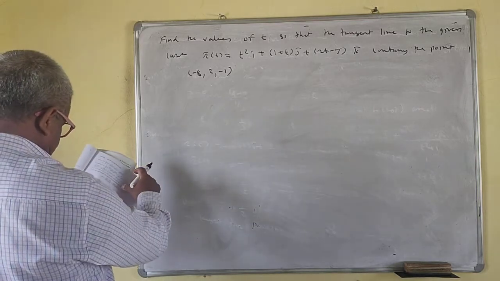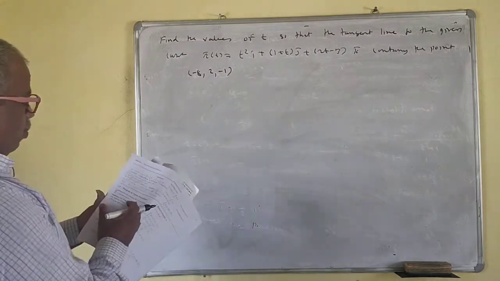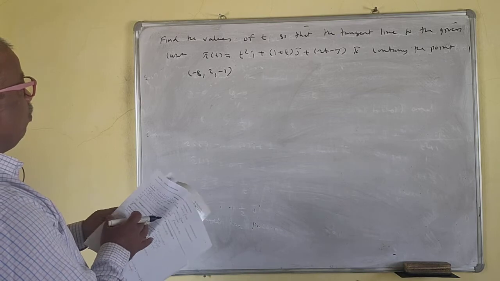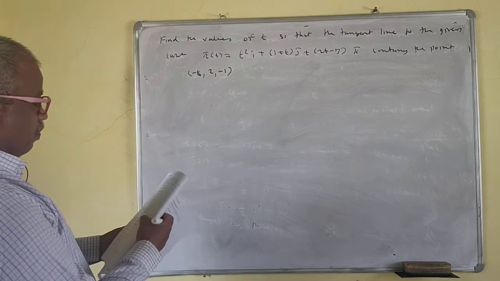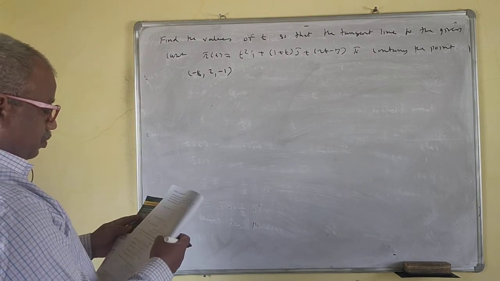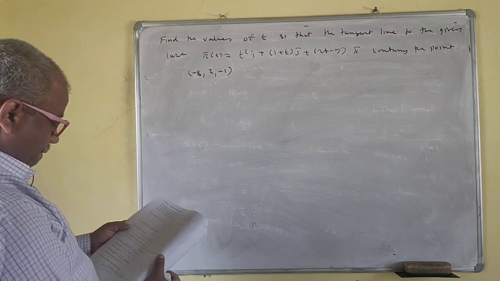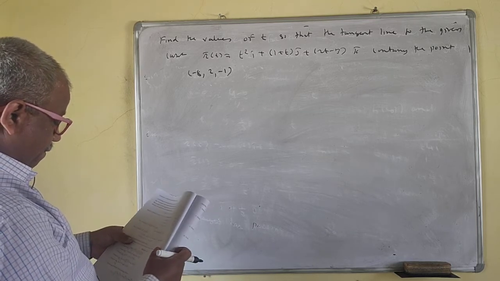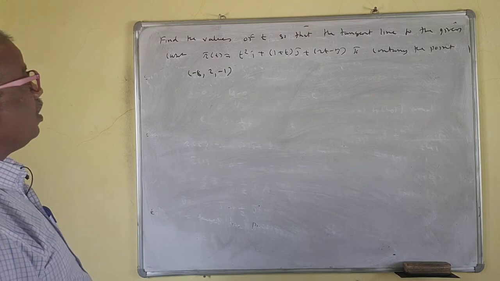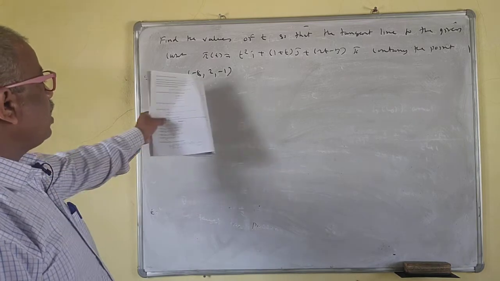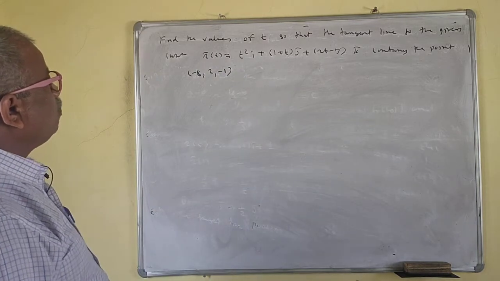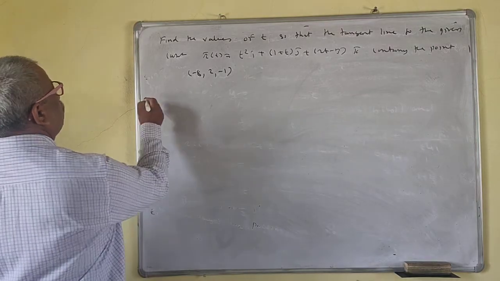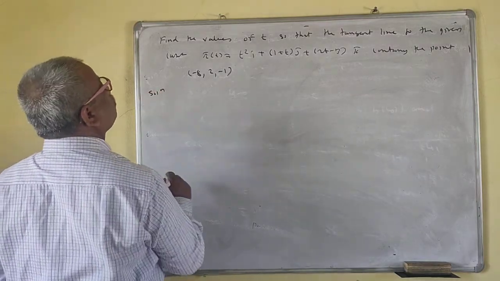So what here? The point is not provided to you. Okay, where you have to find a derivative, that point is not given to you. You have to find the values of t so that it contains this point. Okay, so we solve. Okay, solution.